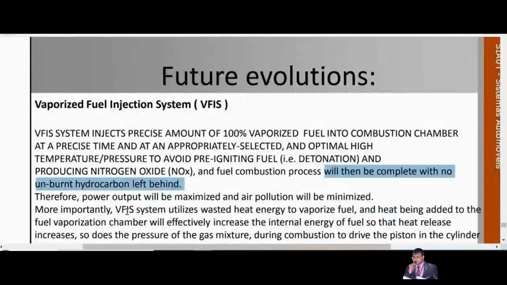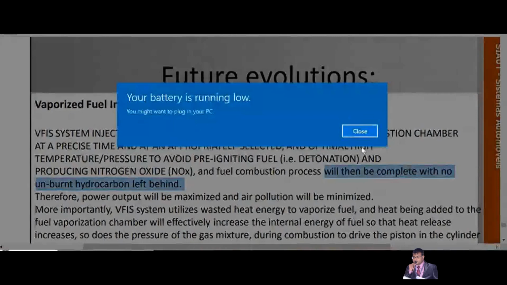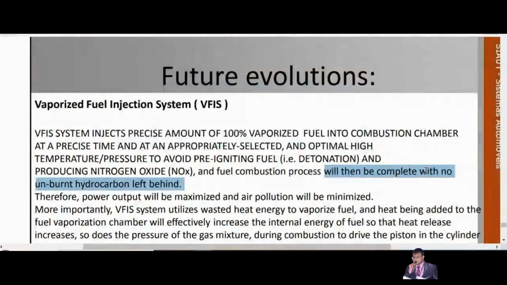Here, with the VFAS, you are going to increase the power output and reduce the pollution. Most importantly, the VFAS system recovers the waste heat energy, basically the heat loss you get from the system. You're going to use that heat loss to vaporize the fuel. So how are you going to vaporize the fuel? Whatever heat loss you have, you use it to heat the system so that you get the vapor out of it. And you use that for the VFA system to increase the power output and also to reduce the emission.